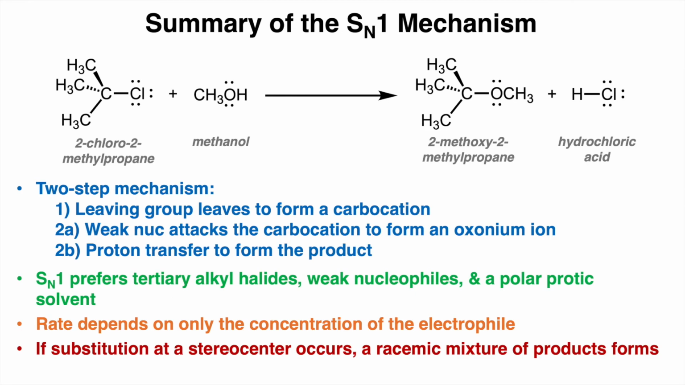So to summarize, SN1 is a two-step mechanism where the leaving group leaves to form a carbocation intermediate, then a weak nucleophile attacks the carbocation, and then a proton transfer occurs to form the final product. SN1 reactions prefer tertiary alkyl halides, weak nucleophiles, and polar protic solvents. And the rate of an SN1 reaction only depends on the concentration of the electrophile. And lastly, if substitution at a stereocenter is occurring, a racemic mixture of products forms.